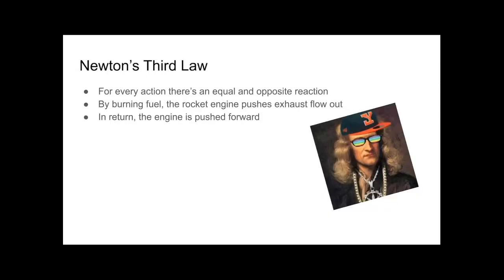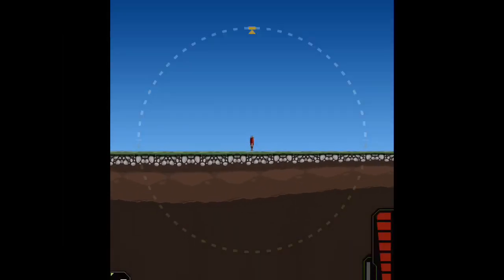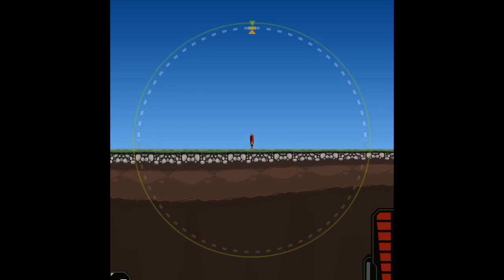But first things first, you're going to have to learn about Newton's third law. For every action, there's an equal and opposite reaction. So, by burning rocket fuel, the rocket engine pushes exhaust flow out. In return, the engine is pushed upward. It's just a quick demonstration of how Newton's third law works in the rocket world.